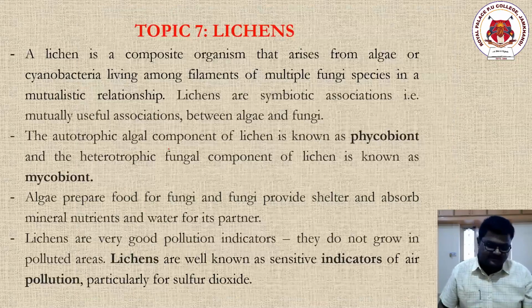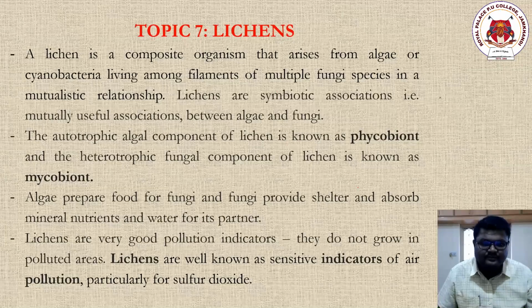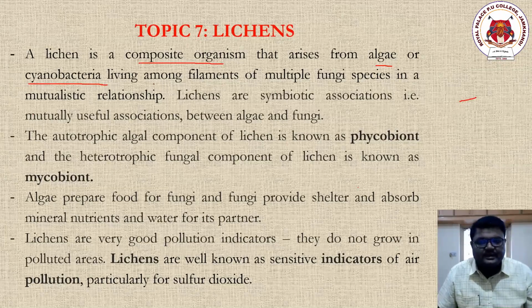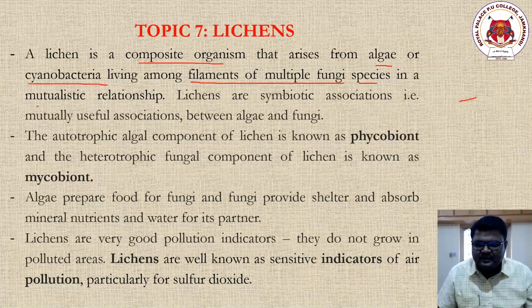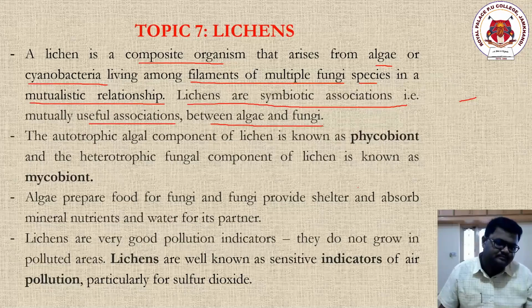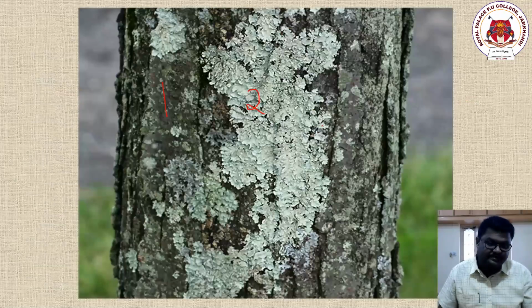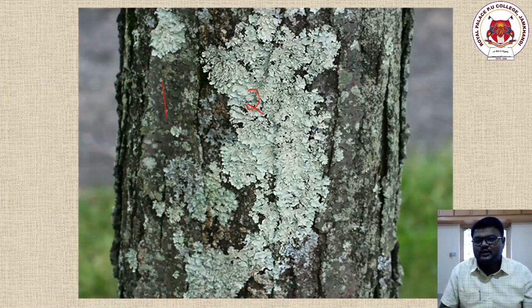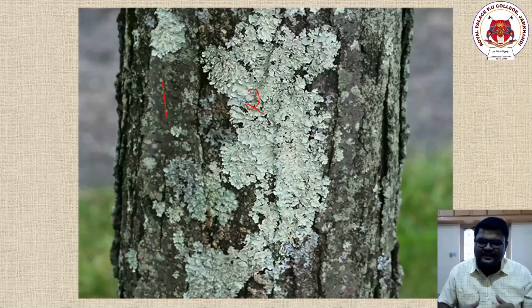Now, coming to the characteristics. Lichen is a composite organism that arises from algae or cyanobacteria living among the filaments of multiple fungi species in a mutualistic relationship. Lichens are symbiotic associations, that is, mutually useful associations between algae and fungi. Dear students, let me repeat that lichens are mutual organisms, which means that lichens are completely inactive if the other companion is not there. It needs other organisms' help for its growth and development.